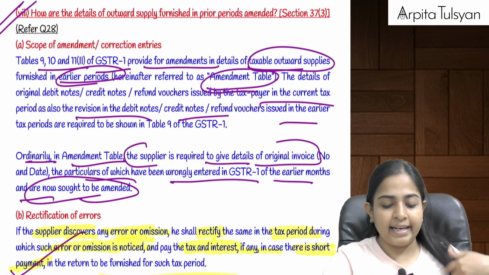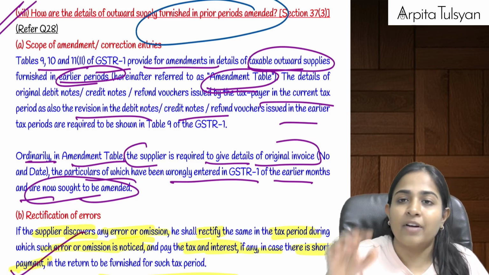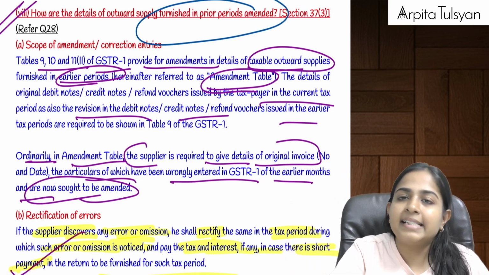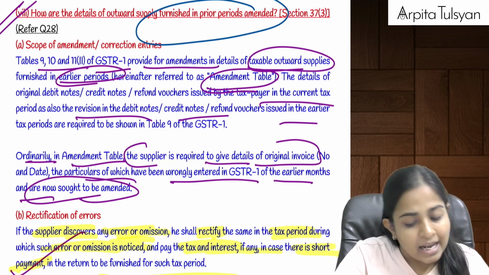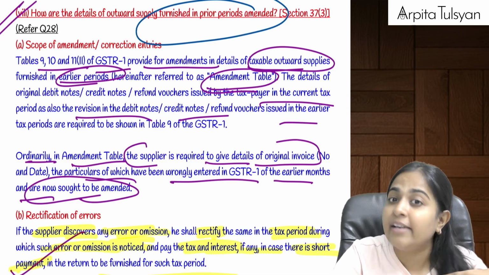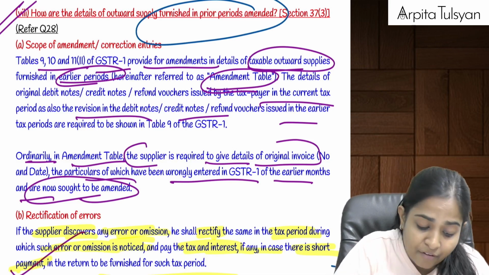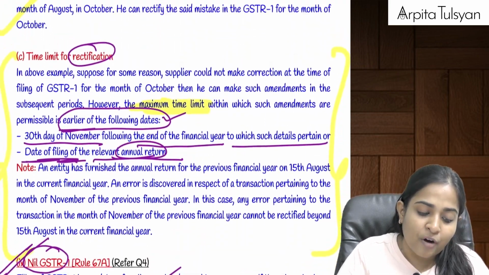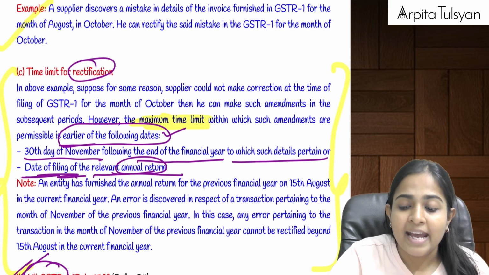Now, let's say you have already submitted your GSTR1 earlier, but now you come to know that there was some mistake in the details that you had already submitted. In such a case, can you rectify it? The answer is yes. If you yourself have come to know about that particular mistake, you can definitely rectify. But if it was found out by the authorities during scrutiny, etc., then it cannot be rectified.